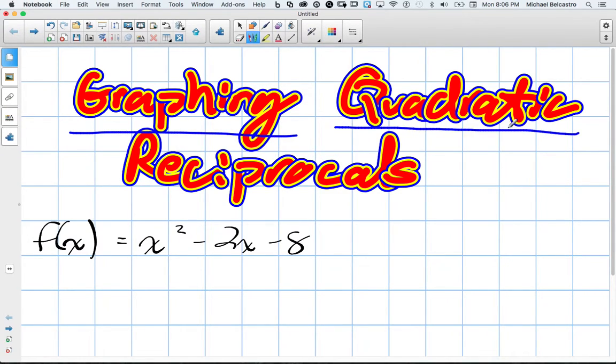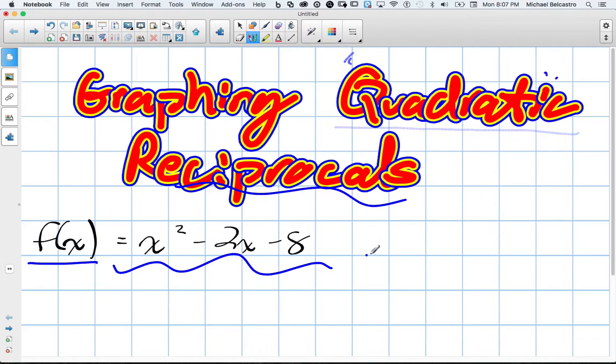Graphing quadratic reciprocals. Essentially, this is a quadratic function, and the original quadratic, which is this f at x, can actually give us quite a bit of information about the quadratic reciprocal.